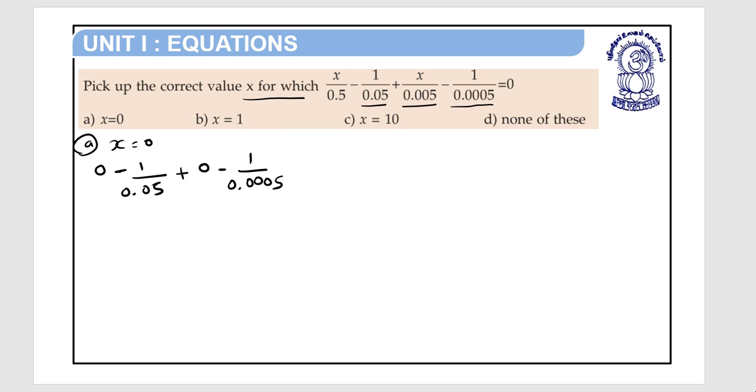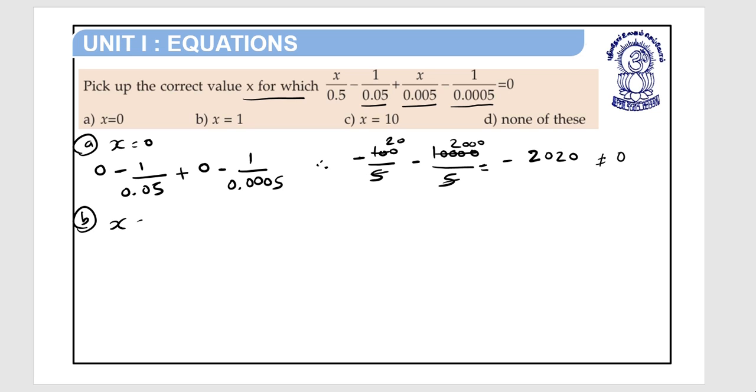So minus 100 by 5 minus 10,000 divided by 5. 5 20s are 100, 5 2000s are 10,000. So minus 20, minus 2000, 2020, answer is minus 2020. So not equal to 0.